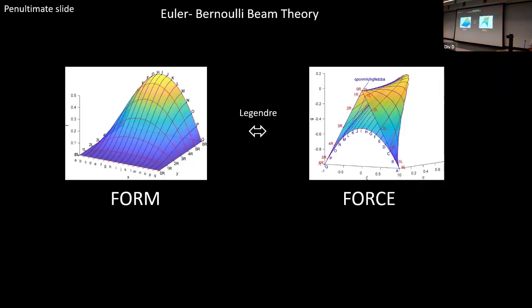So this is my penultimate slide. We've now got these pictures of form and force graphic statics. We've got a continuum version, and this is the Legendre transform that takes you from form to the force. So that is Euler-Bernoulli beam theory. We teach it in the second year, and have you ever seen it looking quite like that? That is a simple Euler-Bernoulli beam.